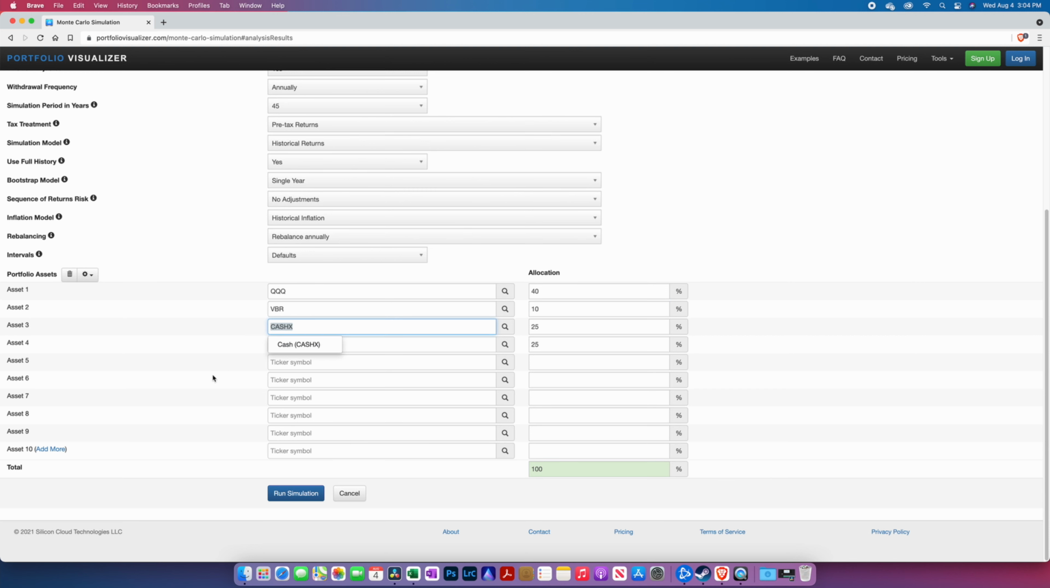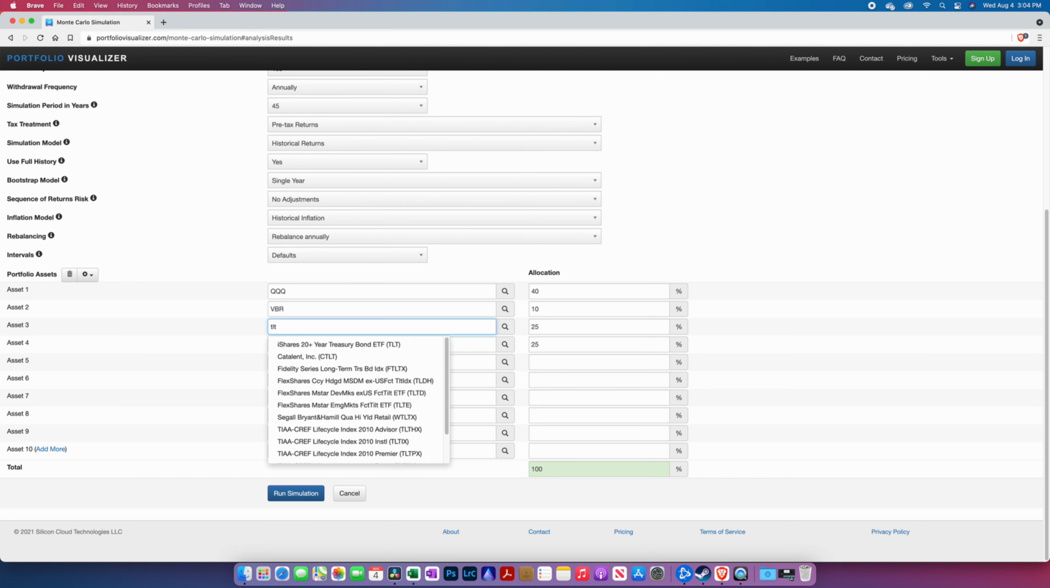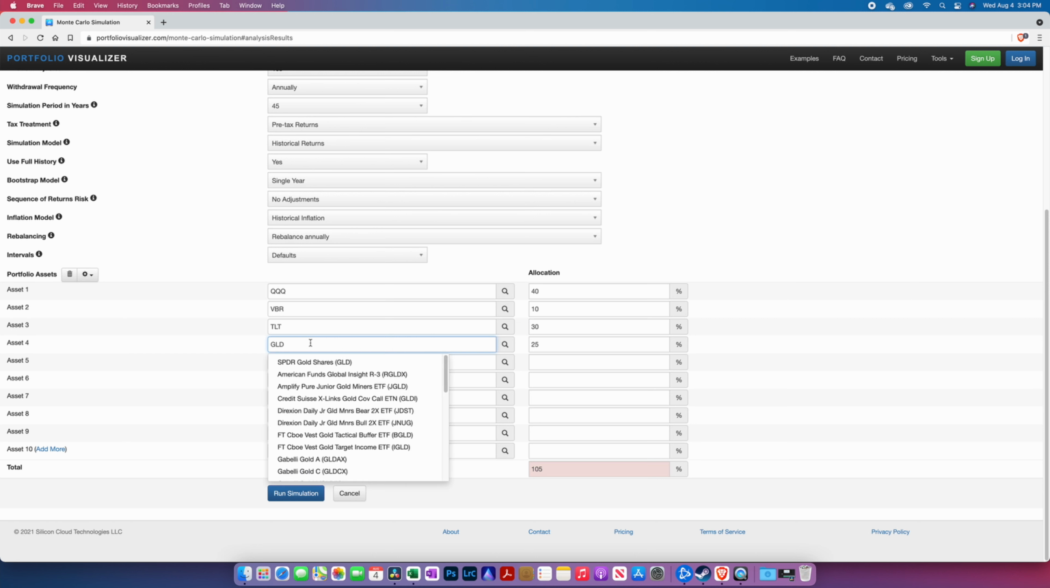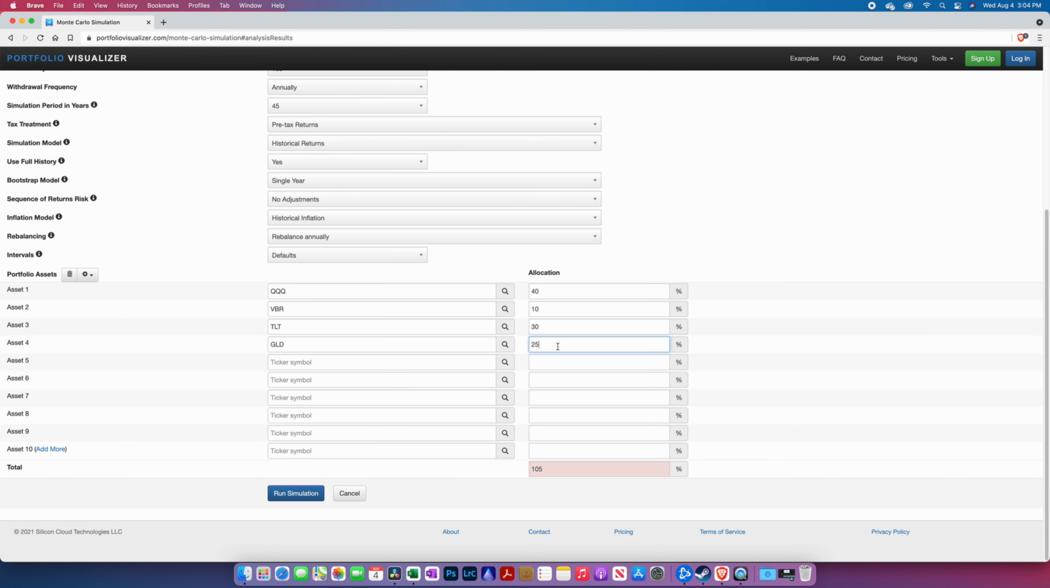On the bond side, we're going to use long-term treasuries as represented by TLT, and I have a 30% allocation there. It's quite large, but it's going to work for now, and I'll get into this maybe in this video, maybe in another video. We'll see where this goes. The next asset is gold, and GLD is fine. We'll put 10% on there.